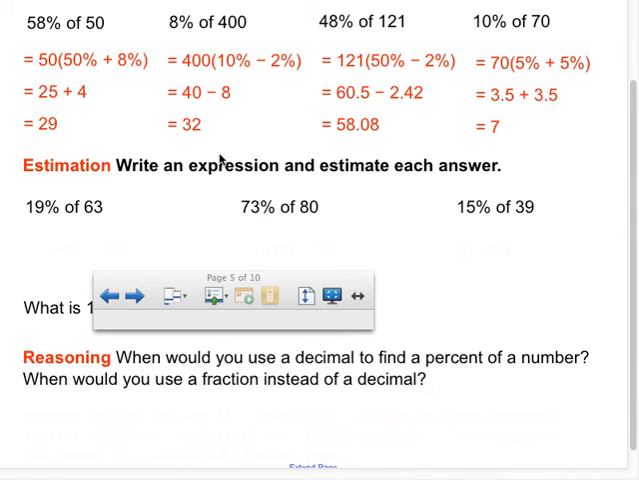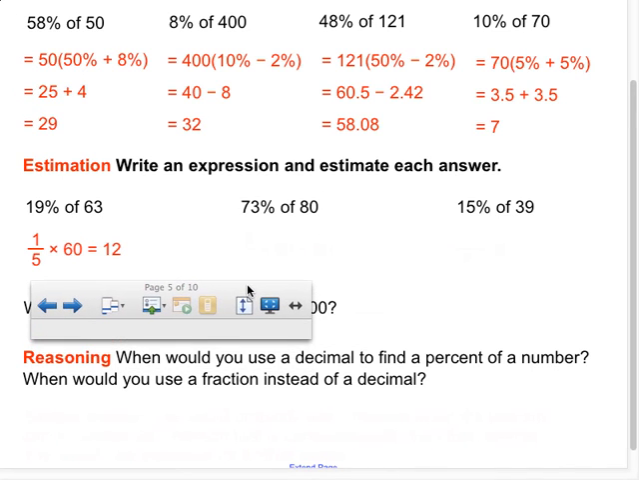All right. Now, write an expression and estimate each answer. Remember what we did earlier? What's the percentage close to? 20. So what's the fraction we'd use? 1/5. What's 63 really close to? 60. So let's go ahead and use that. Here's what we got. 60 divided by 5 is 12.